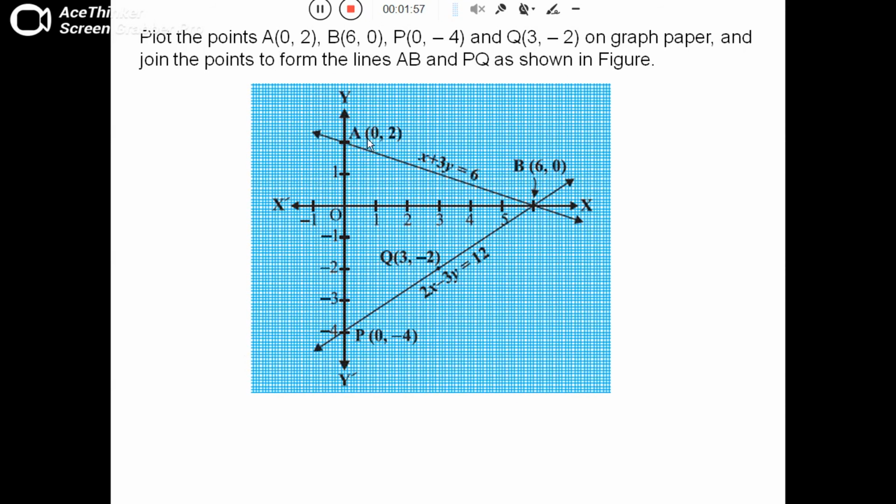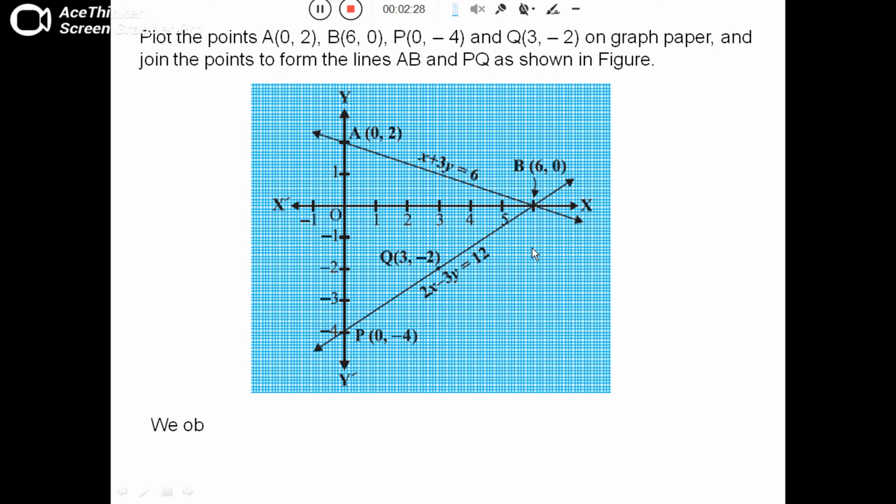In the view, this is A which is (0, 2) and this is B which is (6, 0), and then draw this line AB. Then P is (0, minus 4) and Q is here which is (3, minus 2), and join this PQ, you will get this line. Now let us see, both the lines are intersecting at point B. So this point is the solution of the equations.